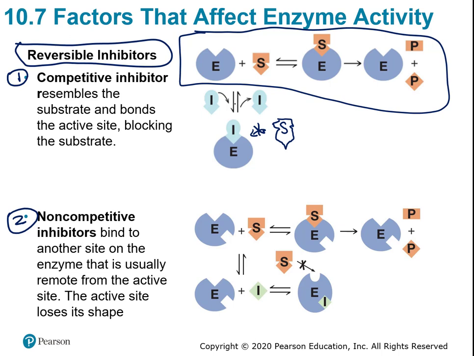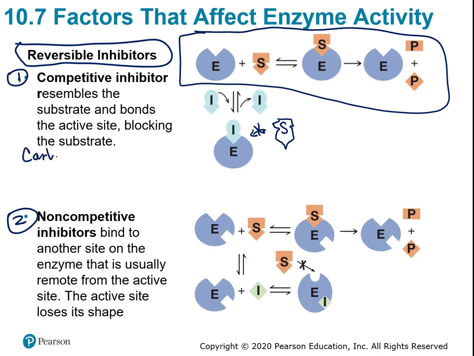Notice though that the arrow goes both directions. So that means it's not permanent. So the inhibitor might come off. If it comes off, now the substrate can slide in. But if the inhibitor's in position, that substrate can't work. So an inhibitor like this can affect how quickly that reaction occurs.